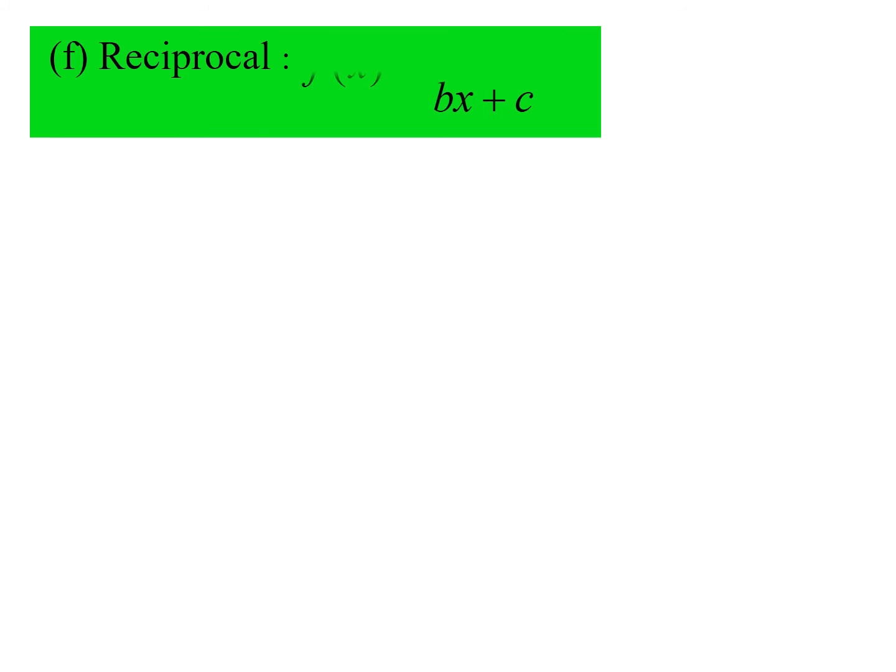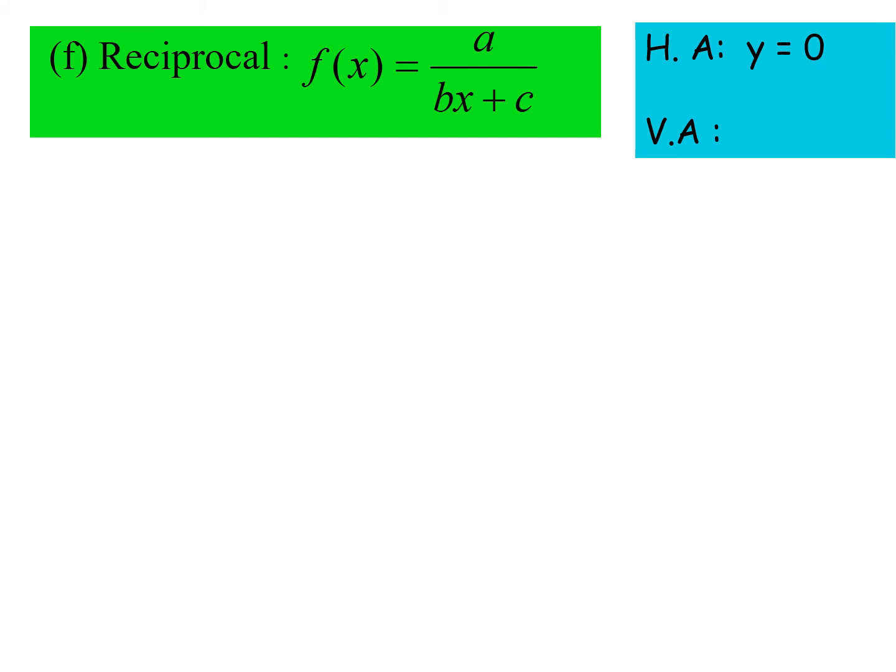Now let's move to the reciprocal function. We have f(x) = a over (bx + c). The reciprocal function has horizontal asymptote y = 0, which is the x-axis. The vertical asymptote is x = −c/b. When bx + c equals 0, f is undefined.